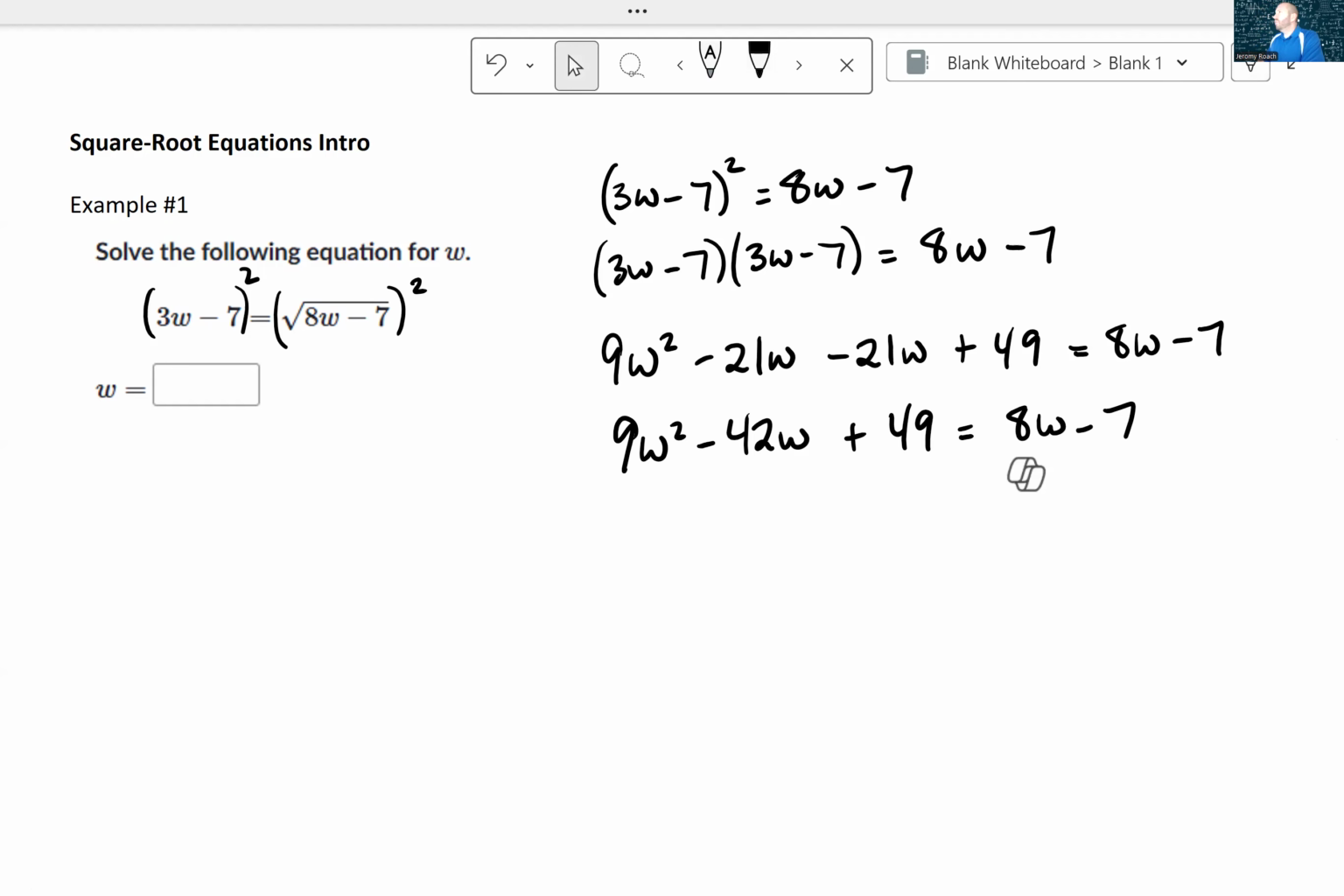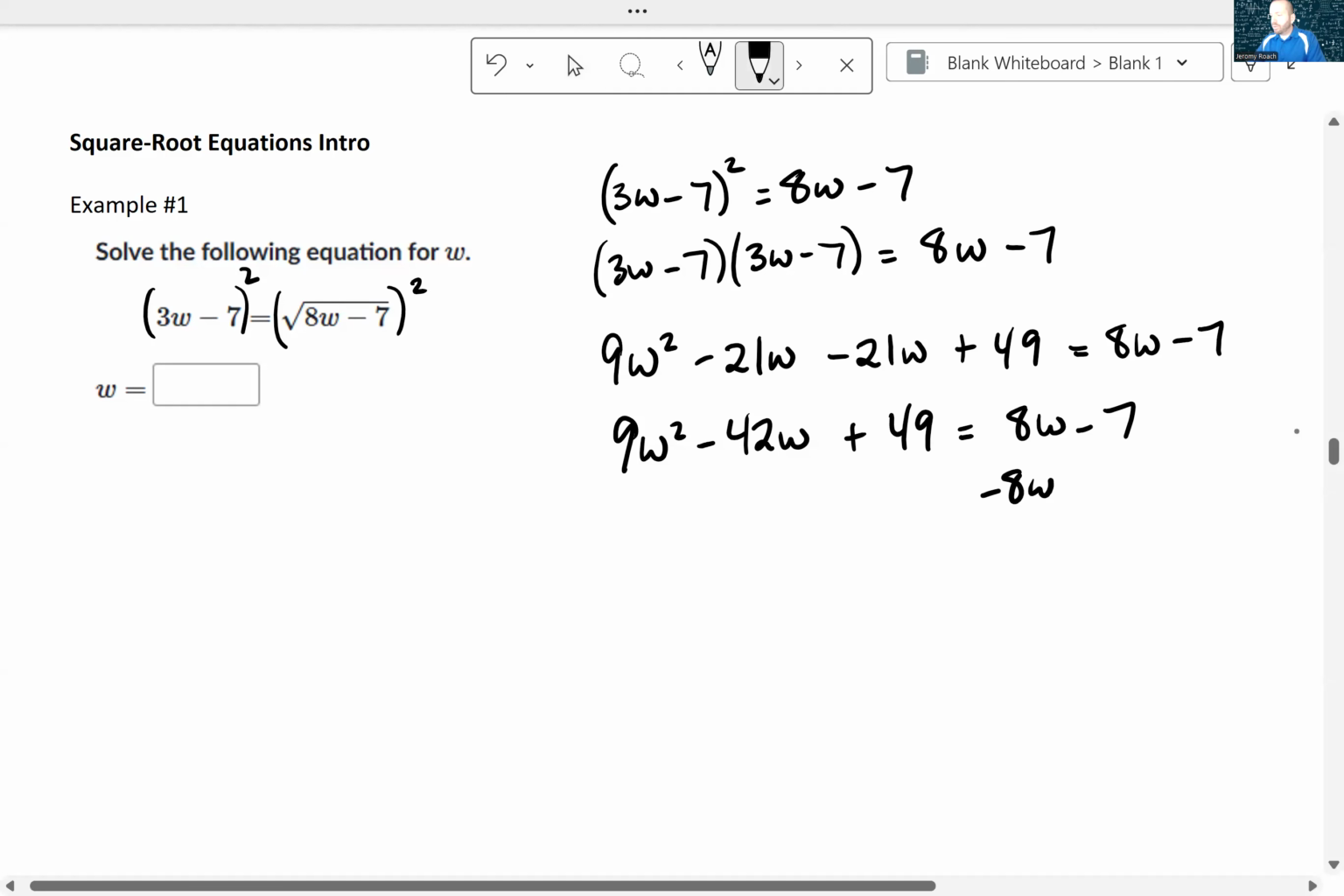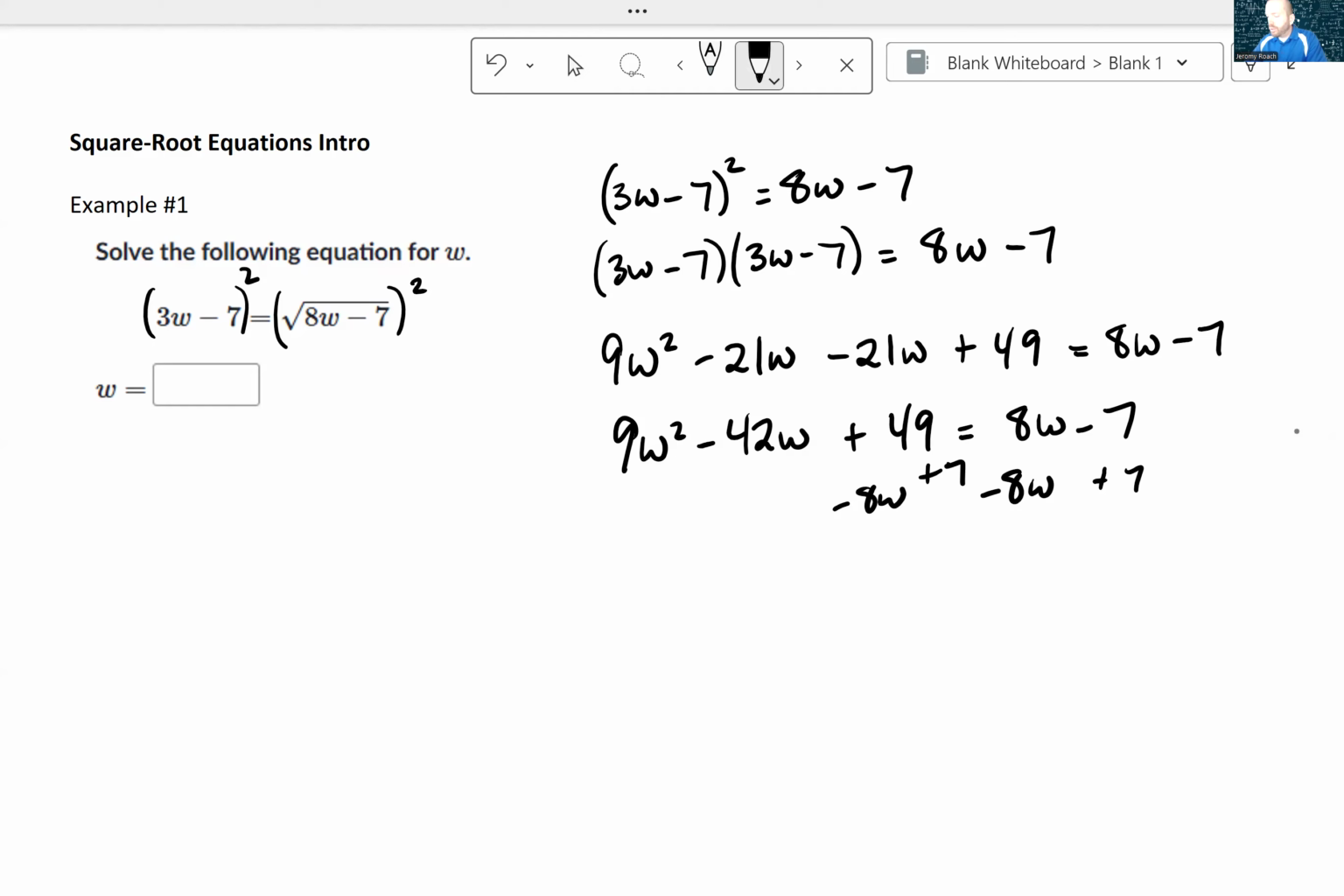Okay, and we're going to do the same thing. We're going to set this equal to 0. So we're just going to minus 8w on both sides and plus 7 on both sides. I'm doing two operations at once, but that's just basic algebra here. So now this is going to be 9w squared minus 50w plus 56 is equal to 0.